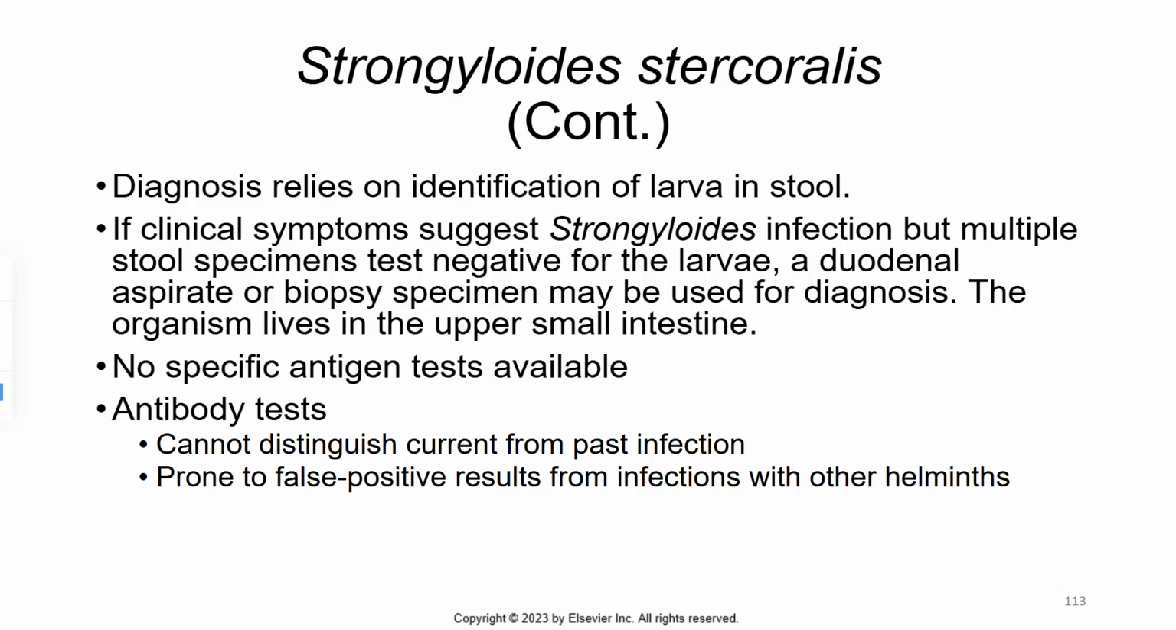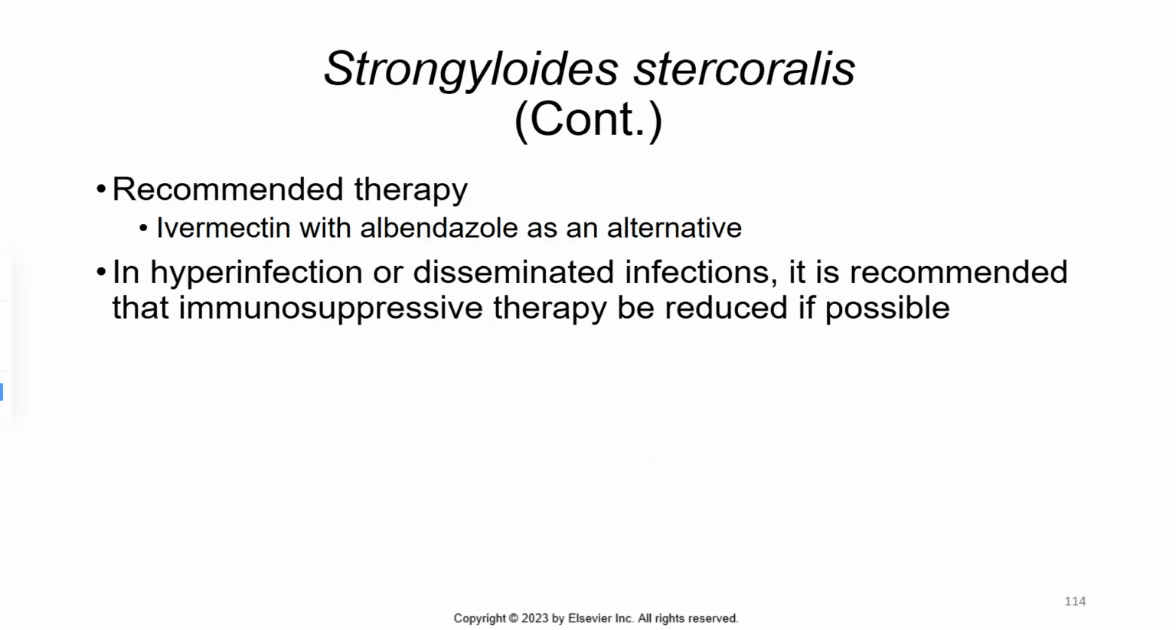No specific antigen tests are available, and antibody tests can't distinguish current from past infection. They're also prone to false positive results with infections from other helminths. Recommended therapy is ivermectin, with albendazole as an alternative. In hyperinfection or disseminated infections, it's recommended that immunosuppressive therapy be reduced if possible.